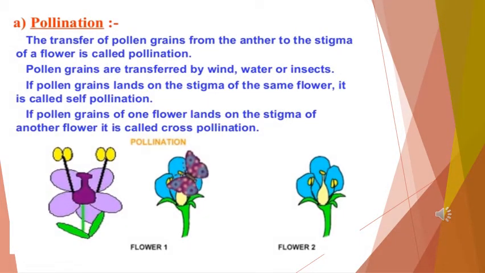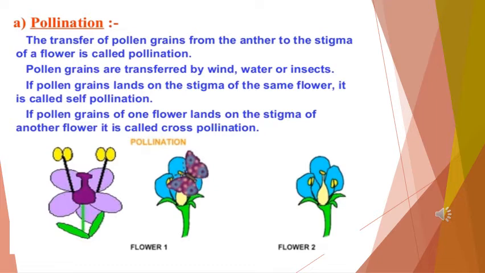The transfer of pollen grains from the male part of the flower, that is anther, to the female part of the flower, that is stigma, is called pollination. Pollen grains are transferred by various agents of pollination. So this could be wind, water, or insects. Now, we need to understand how this pollination occurs.